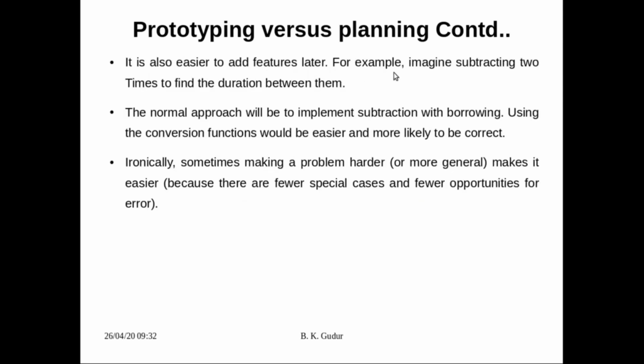For example, imagine that we want to subtract two times, it will be difficult. The normal approach would be implementing the function using borrowing. Whereas using a conversion function, it will be much easier and we are more likely to get the right output. In the case of subtraction with borrowing, we may end up with wrong results, but here we will get the right result. Sometimes making a program harder makes it easier.